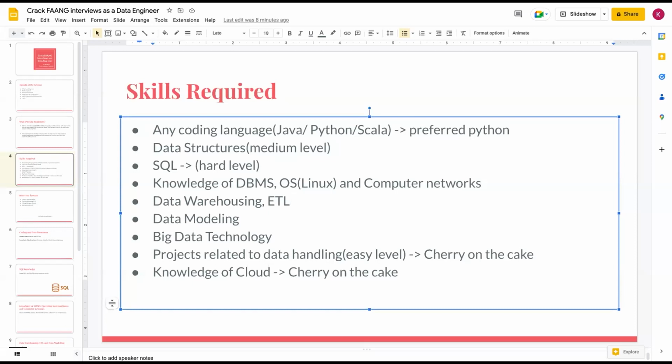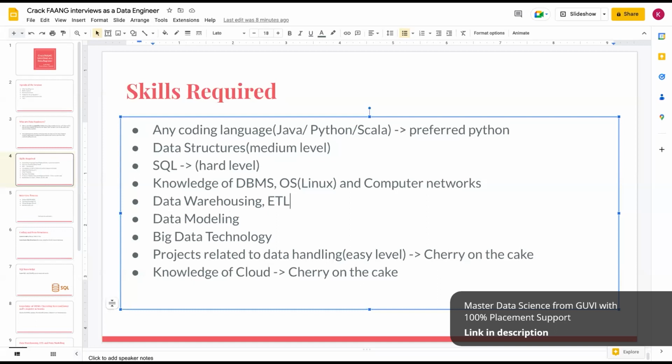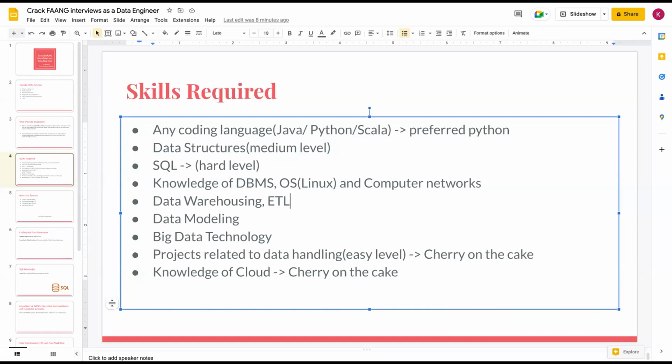Moving next. The next expectation is that the candidate should have knowledge of data warehousing, ETL, and data modeling. Does anyone know what data warehousing is? And what is the full form of ETL as well?